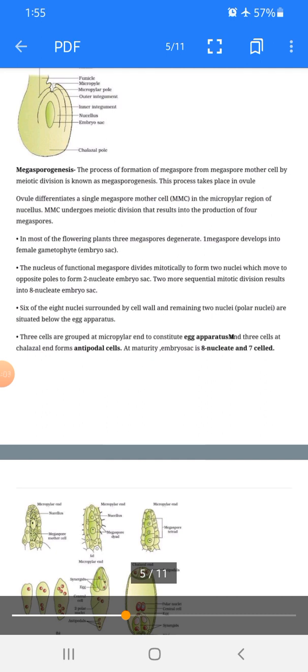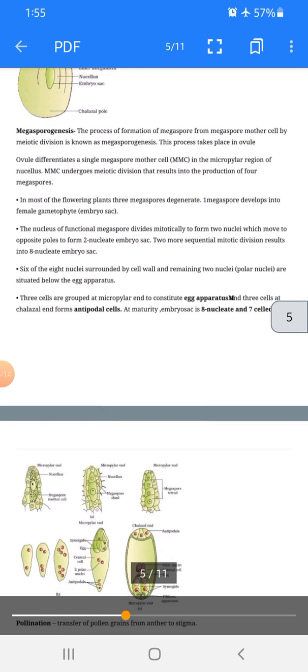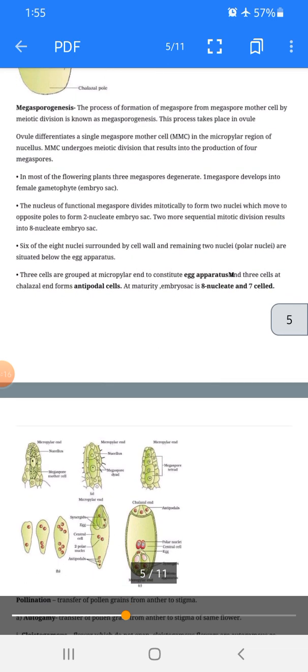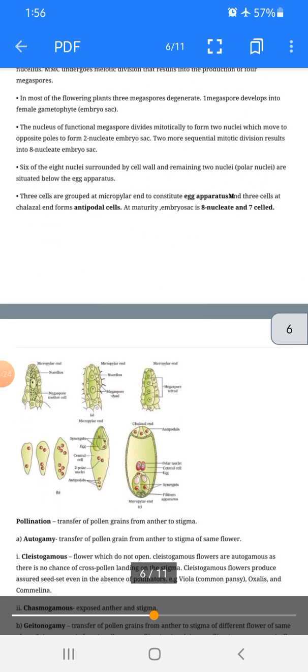Then, out of the tetrads, only one megaspore develops into the female gametophyte and the other 3 degenerate. 3 cells are grouped at the micropylar end to constitute the egg apparatus, and 3 cells at the chalazal end form the antipodal cells, and at maturity the embryo sac is an 8-nucleated and 7-celled structure.